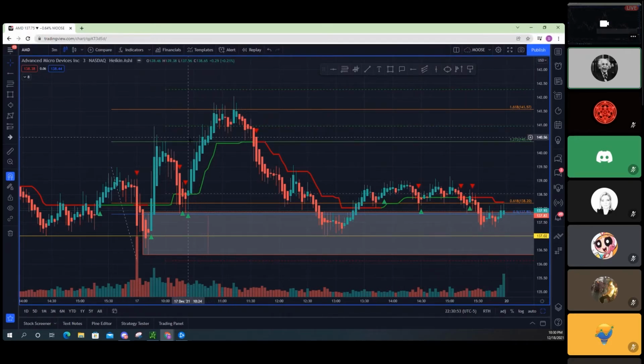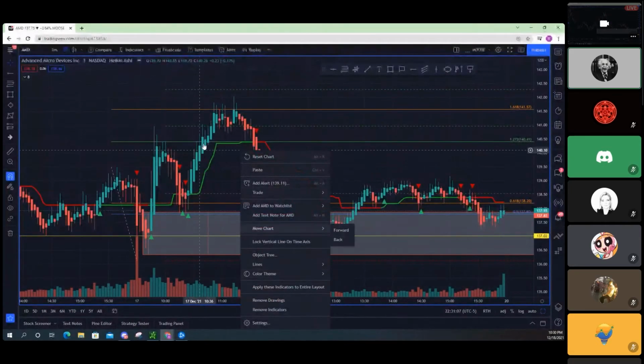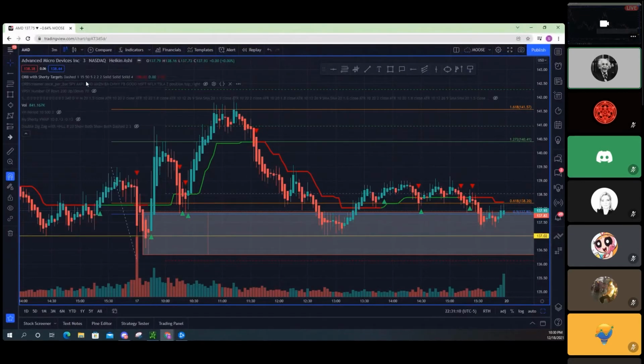So this one here probably would have made you an extra 100, 200 bucks in this range because it went for $1.50 more. If you played 140s, it would have been almost $2 in the money. So that would have printed. You can get out and call it a day. But before you do that, let me show you something.